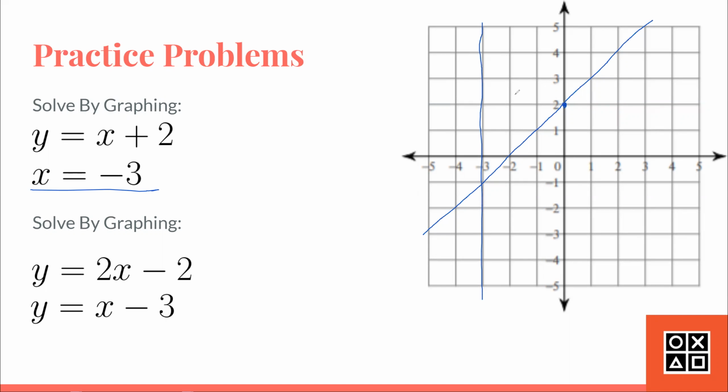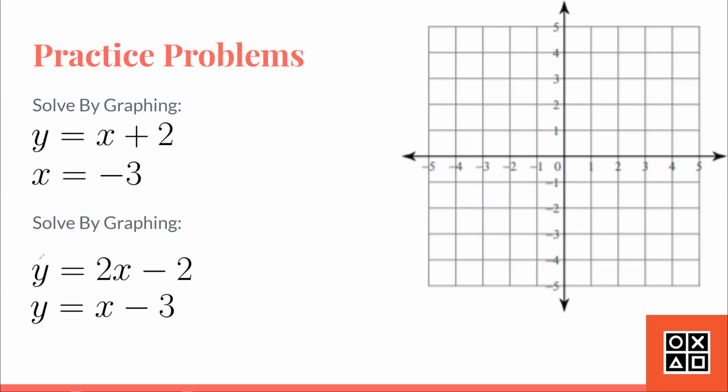So now what you want to do is plot the point at which they intersect, which is right about there, and then figure out what that coordinate is, which is negative 3 comma negative 1. And then for your final answer, you have to put it in x equals, y equals form. So x equals negative 3 and y equals negative 1 because it's in the form x comma y.